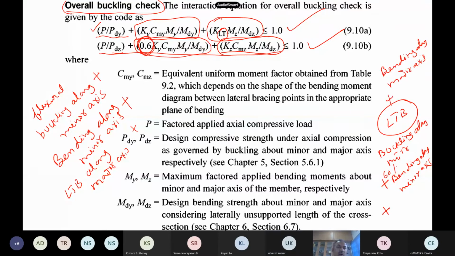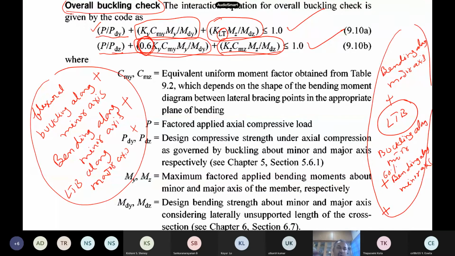So you have to satisfy this condition, and you also have to verify this condition. If it is less than 1, that means your design is perfectly fine. Now these terms CMY, CMZ go for the equivalent uniform moment factors. Then KY, KLT, KZ are the amplification factors, as they call them. And these are the design bending strengths we have.